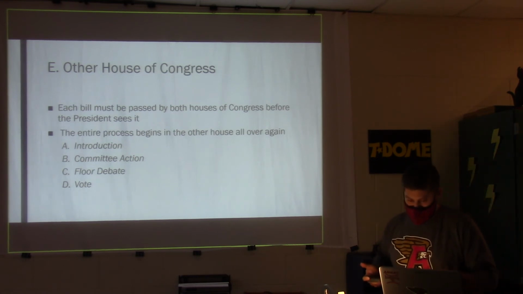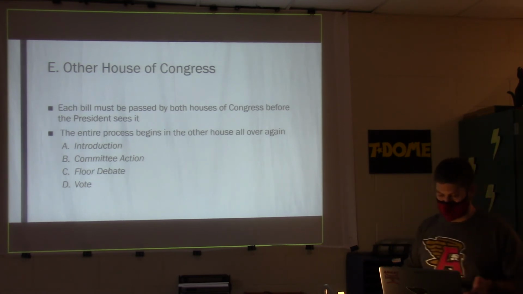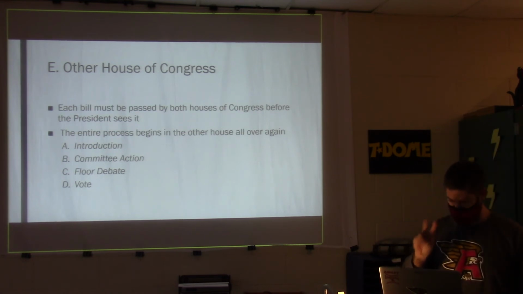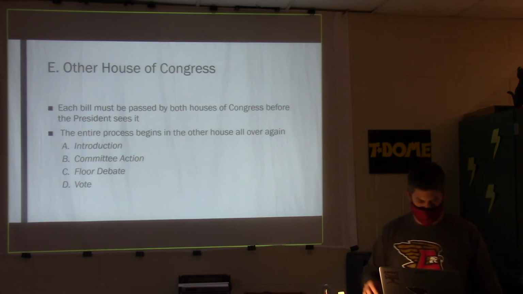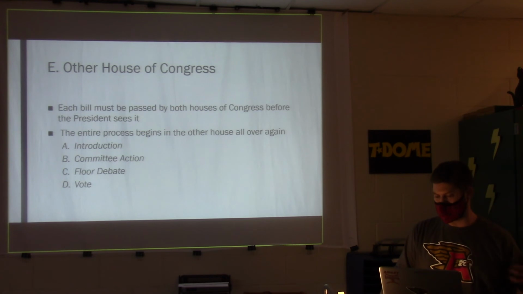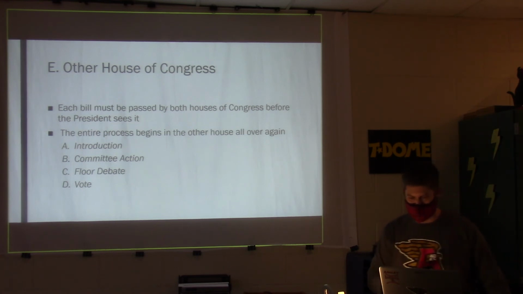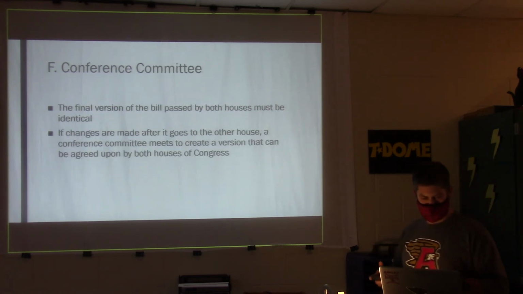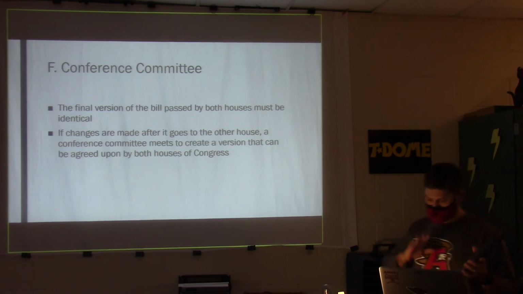Let's say it passes in the House of Representatives. Guess where it has to go? To the other house. It has to be passed by both houses. Each bill must be passed by both houses of Congress before the president sees it. The entire process begins again in the other house. Introduction, committee action, floor debate, then a vote. If it passes by majority vote in both houses, it gets to go to the president eventually.